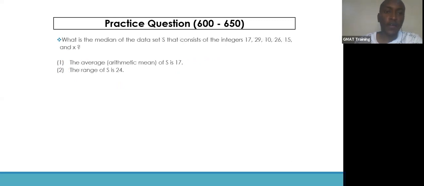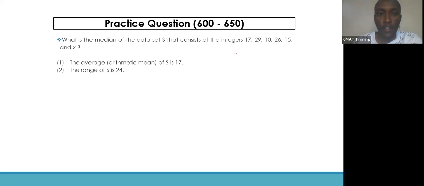Let's try this other question. What is the median of the dataset S that consists of the integers 17, 29, 10, 26, 15, and X? Please pause the video, give it a try, then I'll jump in. So what is the median of the dataset S that consists of integers 17, 29, 10, 26, 15, and X?